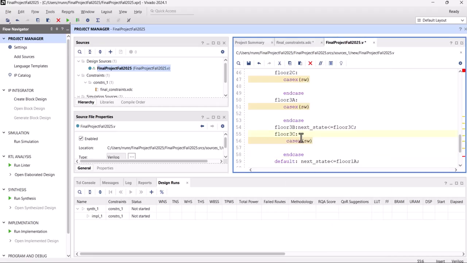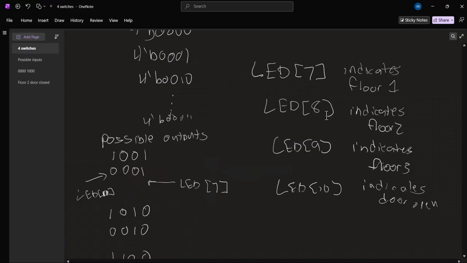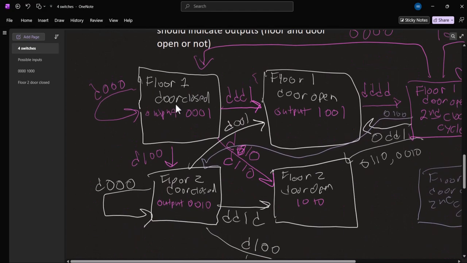Okay, so let's talk about floor 1A. That corresponds to what we said was floor 1 door closed. So we said, let me go back and look. We said that we didn't care what the first one was, and the switches, so we didn't care if the door was blocked or not because the door's already closed. So that was a don't care. So we said if the first one was don't care, but then we had 0, 0, 0, then our next state would be floor 1 door closed.